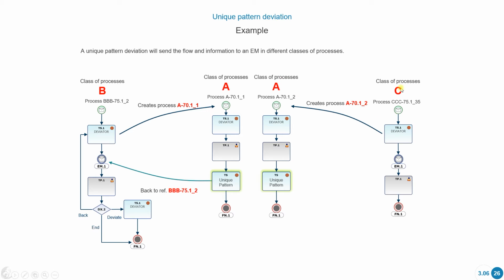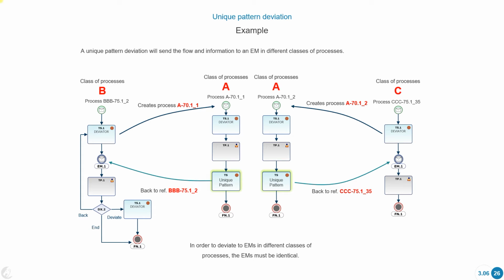So let's say class of process C is triggered and it deviates the flow to the class of process A. So when the flow reaches this system task here, we want to deviate the flow back, but this time we want it to deviate flow back to a totally different class of process. So here we do need a unique pattern deviation. And why do we need a pattern?